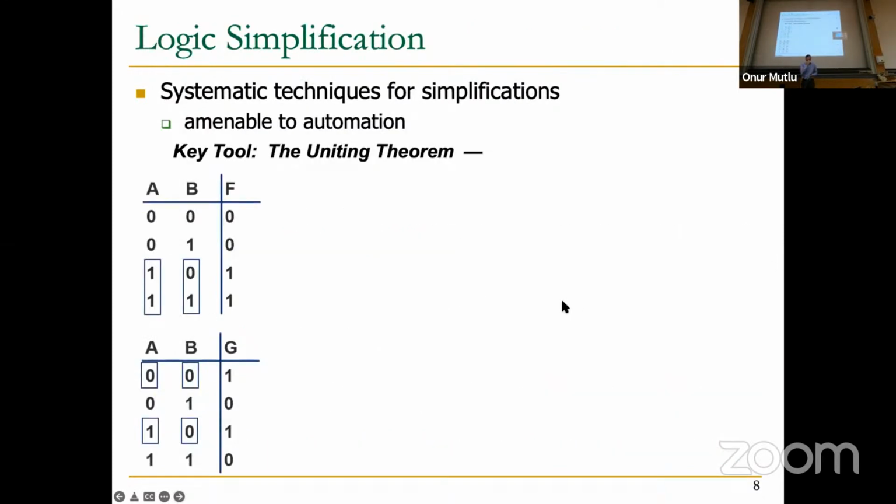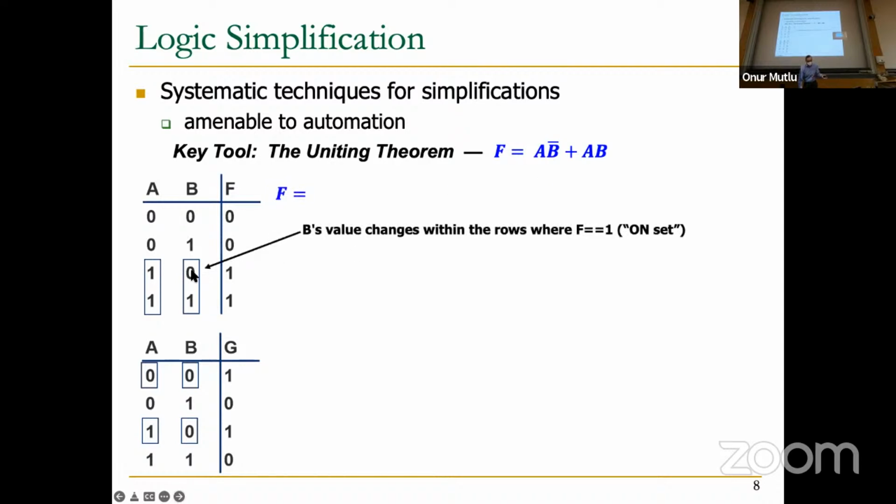Let me give you the key idea of these automated design tools. They can clearly use Boolean expressions, but there's one theorem that's extremely powerful. It's called the Uniting Theorem, and it enables a systematic technique for simplification. And this is very amenable to automation. It's best observed by looking at a truth table like this. Basically, if you have a function that looks like this, you can see that this function doesn't depend on B, right? It depends on A, but it doesn't depend on B, so B can be eliminated.